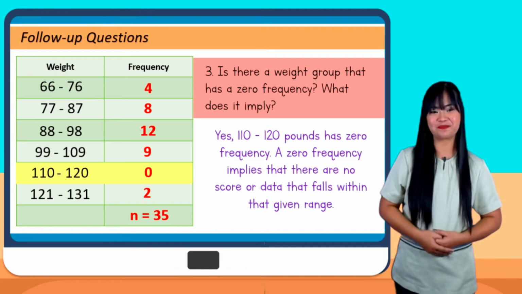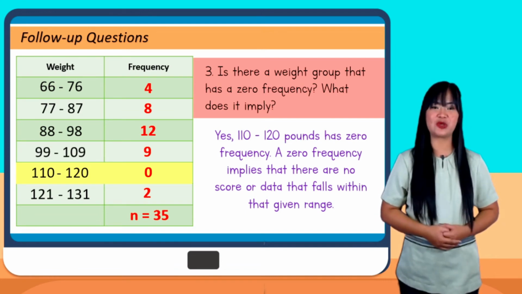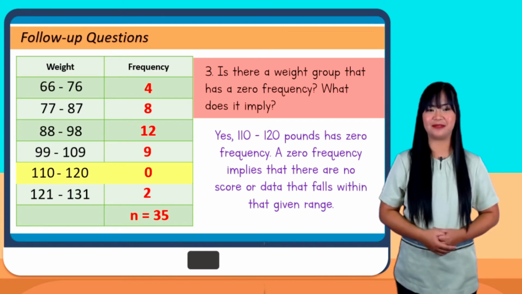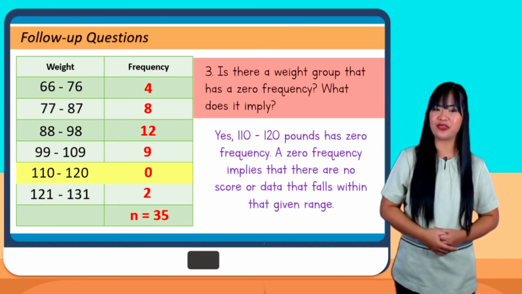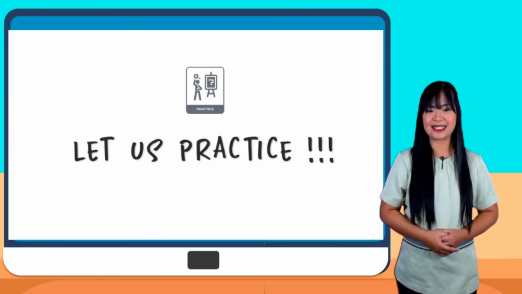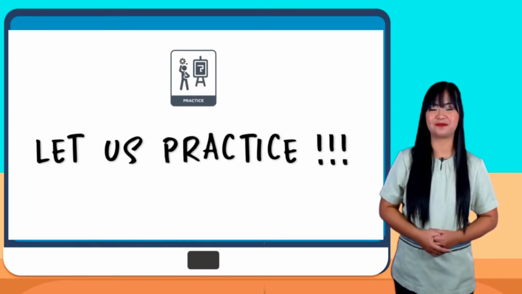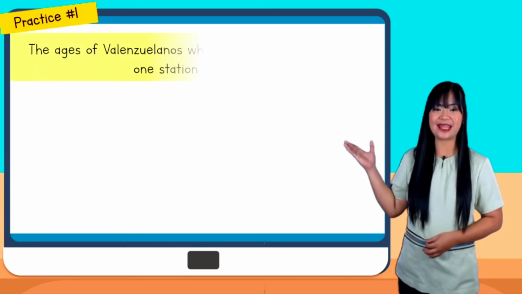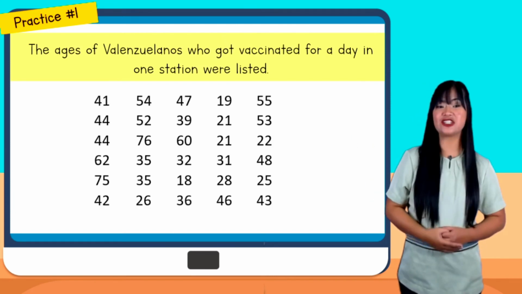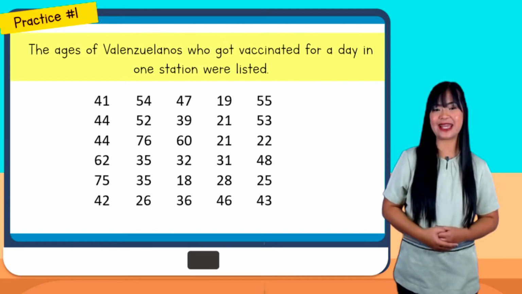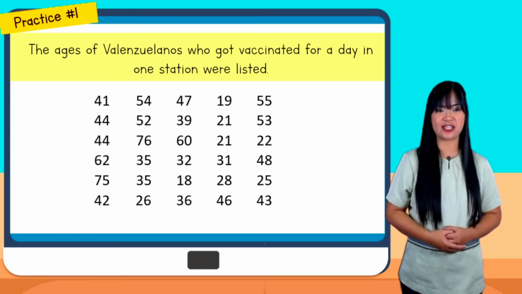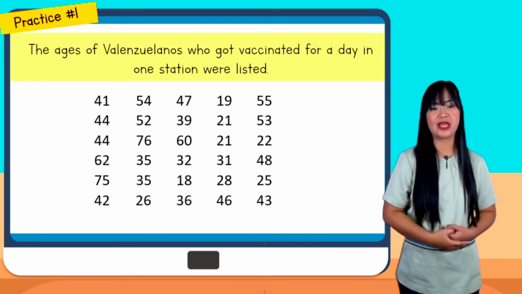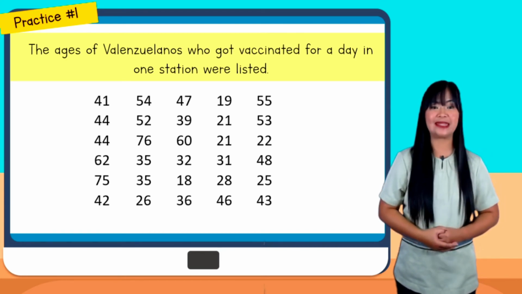Well done, guys! Looks like you somehow get to use the steps in constructing a group frequency distribution table. Let us check how much you understand about this lesson by answering the following practice questions. For this exercise, we are going to use this data showing the ages of Valenzuelanos who got vaccinated for a day in one station. So, this will be the data that we will be using. You may type your answers in the comment box.